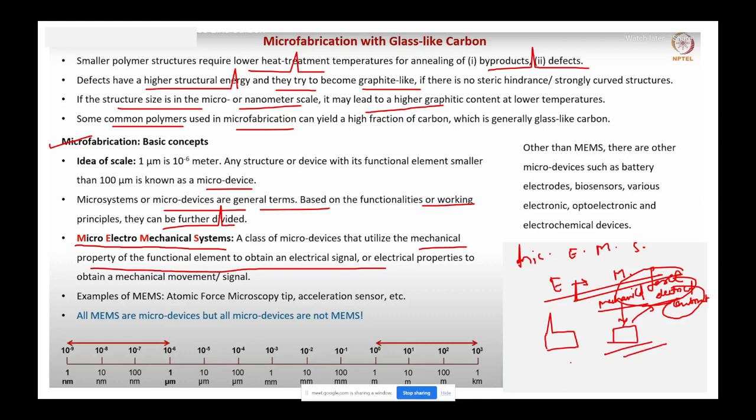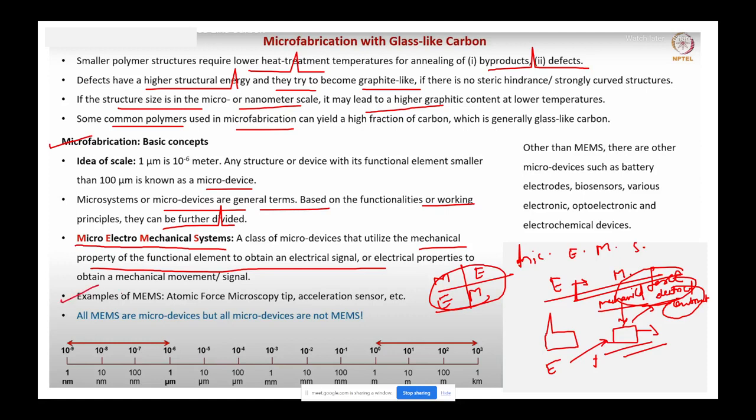Here also you can give some current and you can get some mechanical movement. Suppose you are applying an electrical signal and the substrate starts moving like this, in this direction or whatever. So here you can see applying mechanical and getting electrical, applying electrical and getting mechanical. These are the two combinations, and this is called the micro electromechanical system.